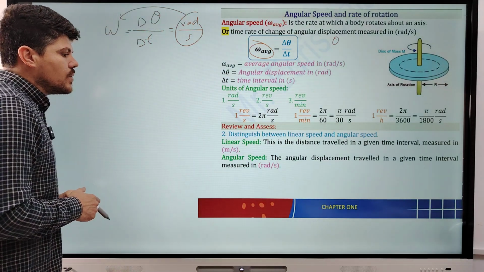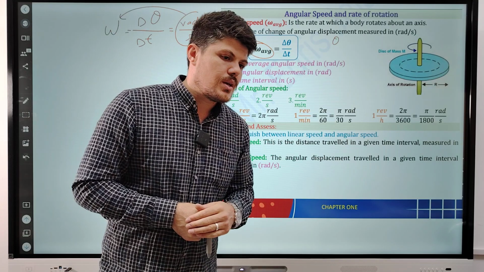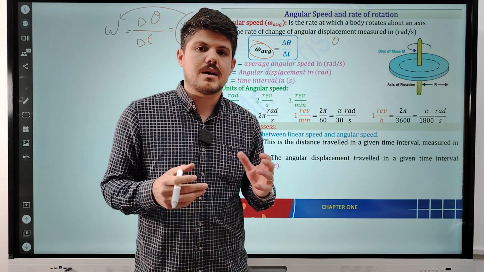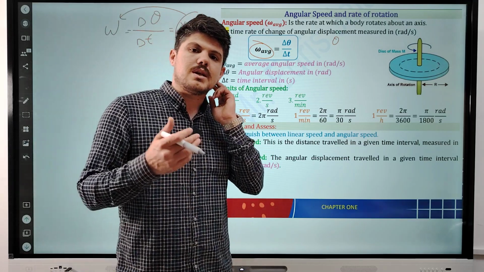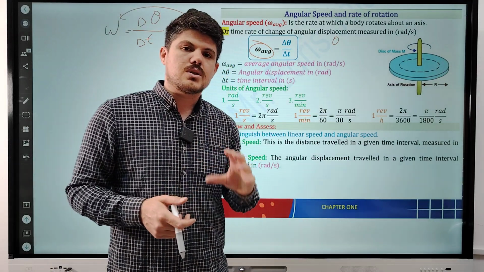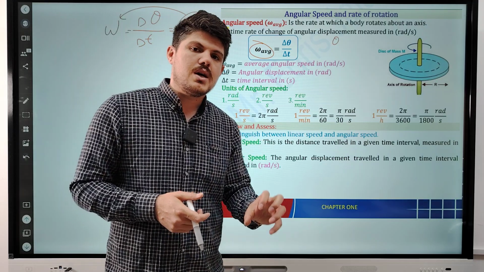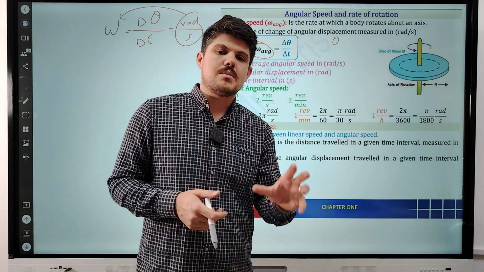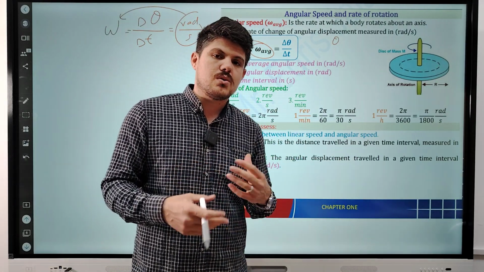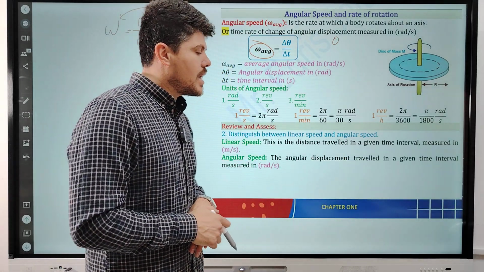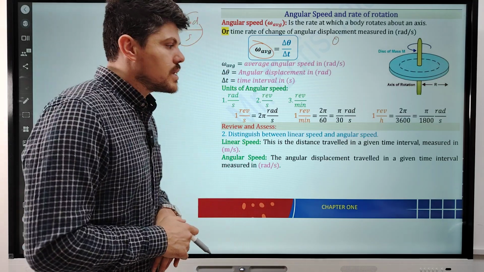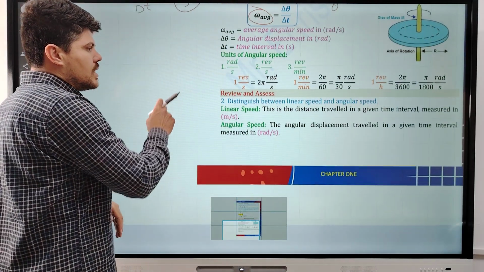Okay? So as you know, the angular speed can be positive and negative. When does the angular speed become positive and when does it become negative? In the case of counterclockwise, the angular speed and angular displacement become positive. But in the case of rotating or moving in the clockwise direction, the angular speed and angular displacement become negative.